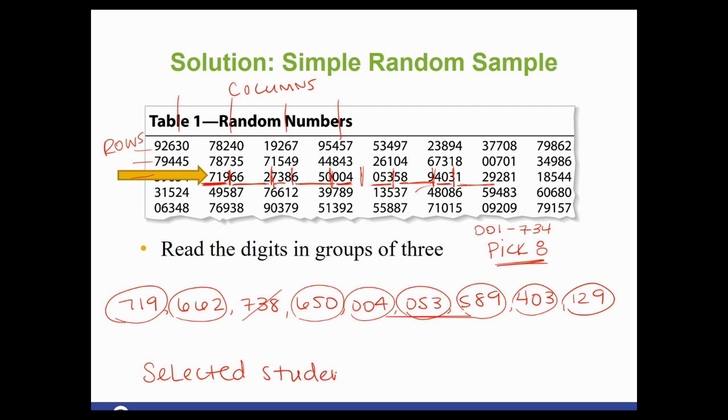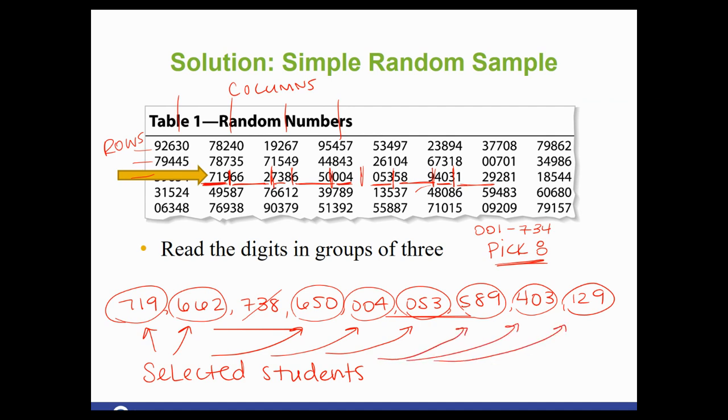So I highly recommend when you're doing problems like this, write them all down and then do what I just did. Circle the ones that are in, slash out the ones that don't count, and those are your selected students. So this one, all 8 of them. Make sure you skip the one that is not in the range. It was 731. We're still good. We made it perfect.